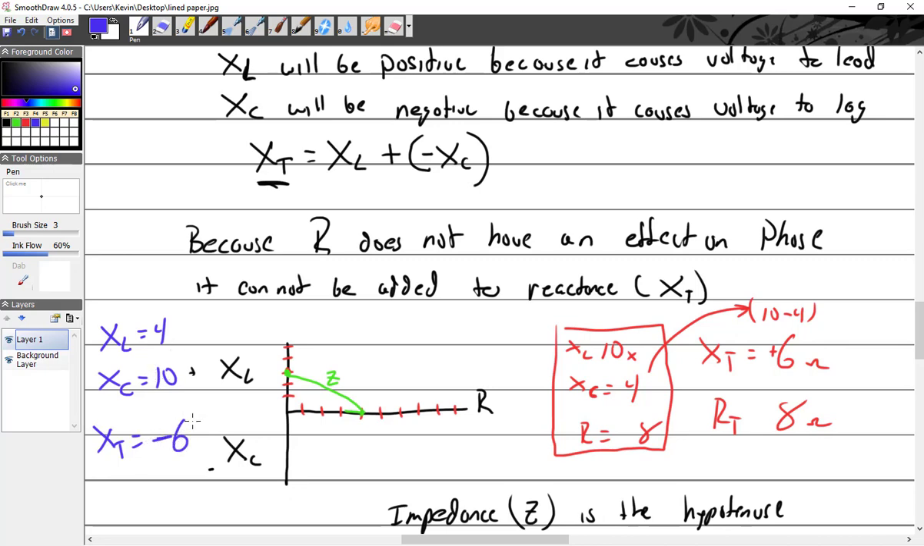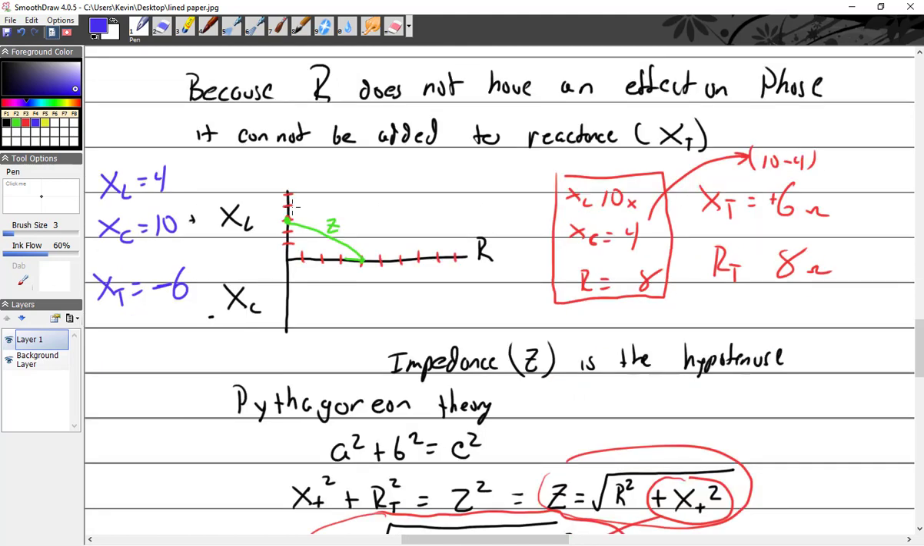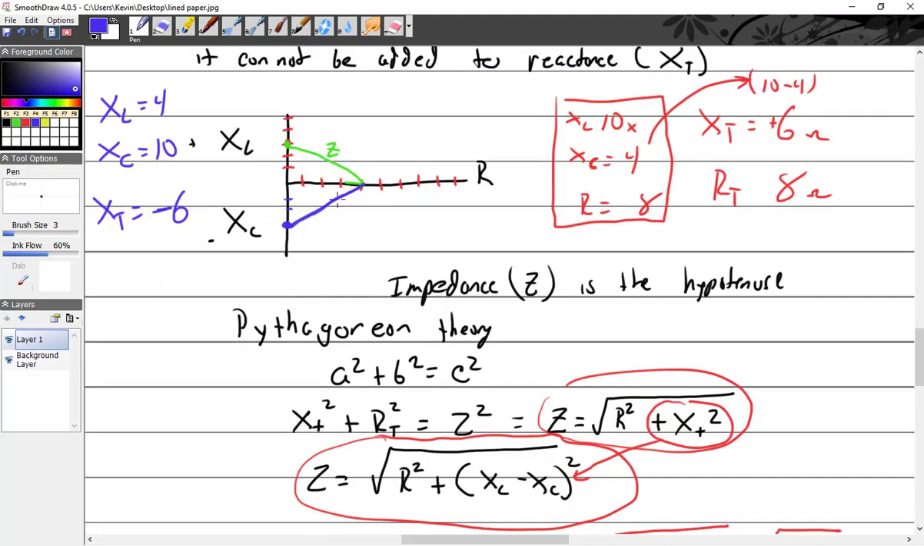Negative 6. So then what happens is I go this way. 2, 4, 6. So it becomes the same, and it goes that way. Now, the funny thing is, Z is going to be the same length, just because I used the same numbers. So it came down 6 here as versus up 6. It's the same.